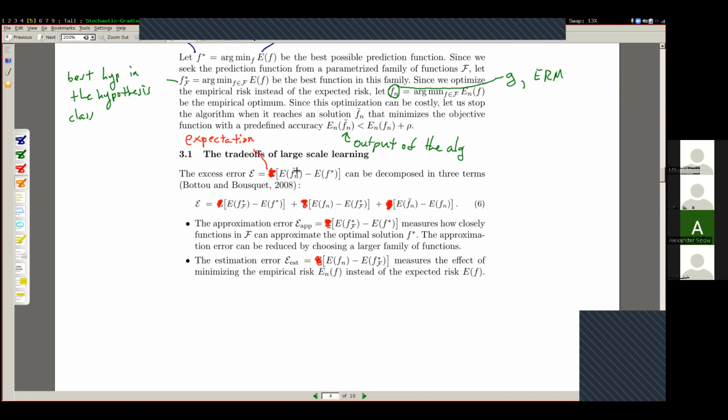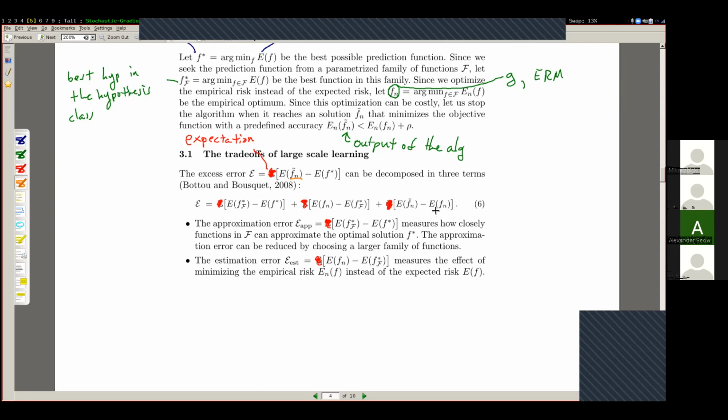The F tilde sub n, that's the hypothesis that we actually have. So the excess error here is how much worse the hypothesis that we actually have is from the best possible one. And we want that to be small. We want the error of our hypothesis to be as close as possible to the true hypothesis.